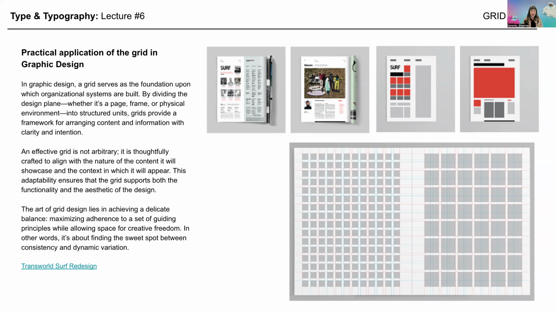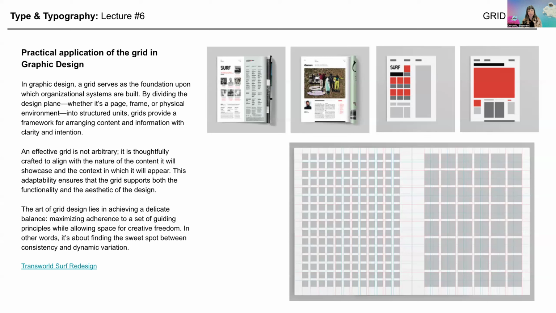So, an effective grid is not arbitrary. It is thoughtfully crafted to align with the nature of the content it is showcasing, and the context in which it will appear. So, this adaptability ensures that the grid supports both the functionality and the aesthetics of the design. The art of grid design lies in achieving this delicate balance, maximizing adherence to a rule with the most amount of space for creative freedom. So, in other words, finding the sweet spot between consistency and variation.